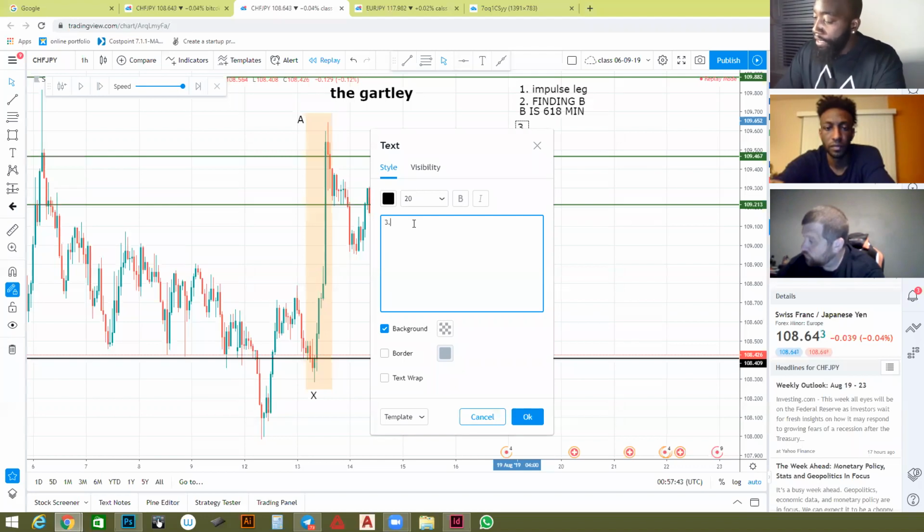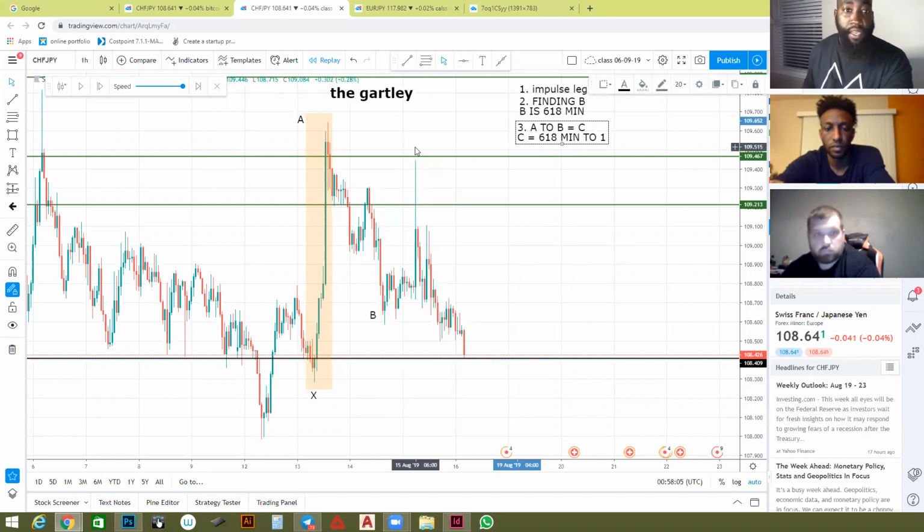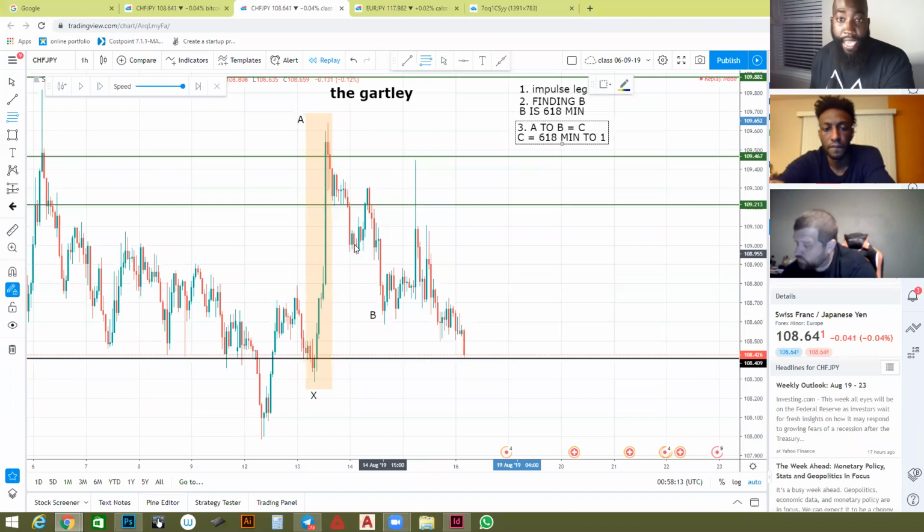3. You're gonna fib A to B, and this is gonna equal C. And C equals a 618 minimum to 1. And I'll show you guys exactly what I'm talking about. Now, I know it's a pretty big range, but I find that price usually falls into that 618 to 886 range. But just know that price can push all the way up to A, but it cannot close past it, cannot wick past it or close past it.